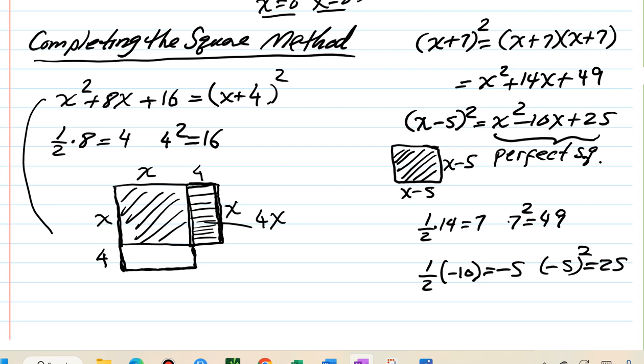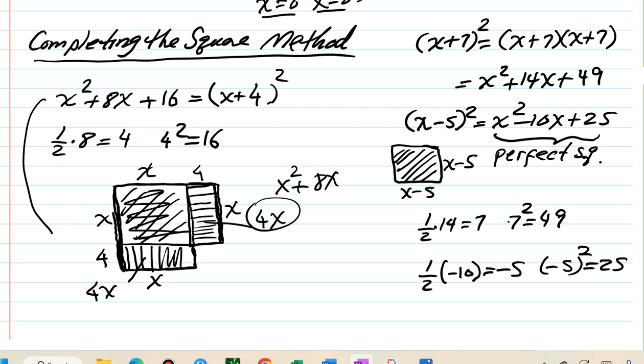And if this is a rectangle whose side is 4, then the width would be exactly the same as what's up here, right? That would be x also. And this area is going to be 4x as well. So the total area of this shape is x squared, that's this part, and then plus 8x. That would be the sum of these two regions, right?